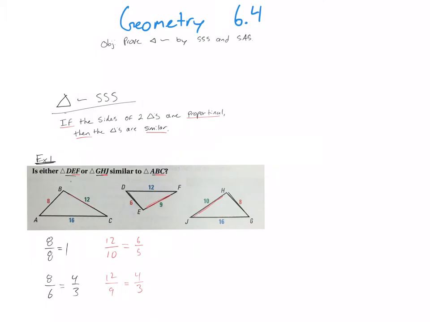And then let's try the last one here, AC, which is GJ. So AC is going to be 16 over 16. That's just equal to 1. Or I have 16 over DF, which is 12. Divide both of those by 4, it gives me 4 over 3.